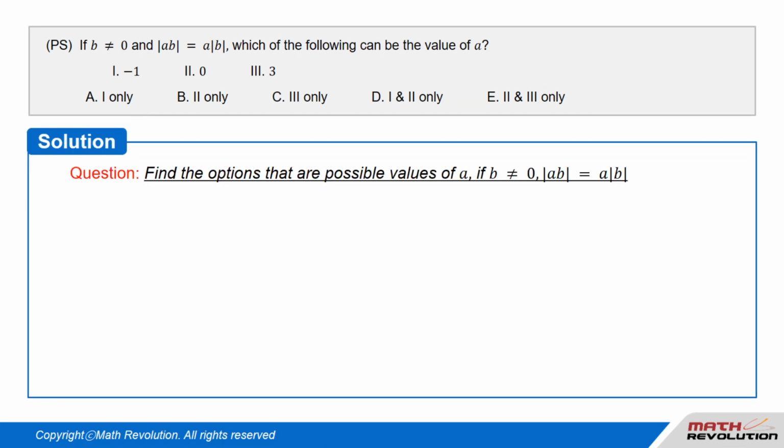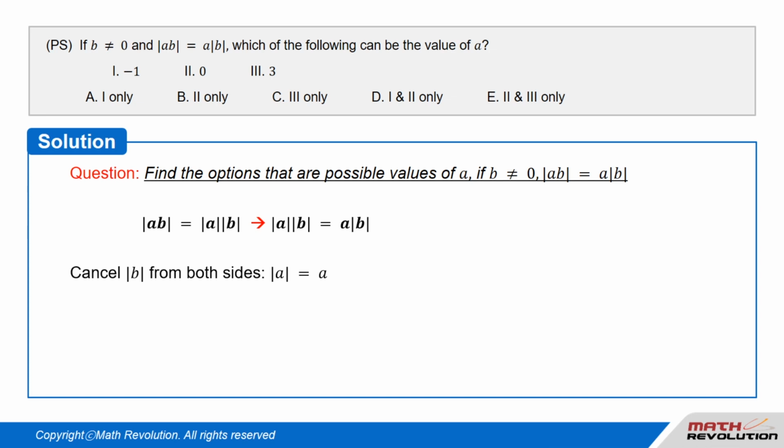We have to find the options that can be possible values of a when b is not equal to 0, and |a·b| = a|b|. This concept appears frequently on the exam, so it's critical to know this well. Now, |a·b| = |a|·|b|.